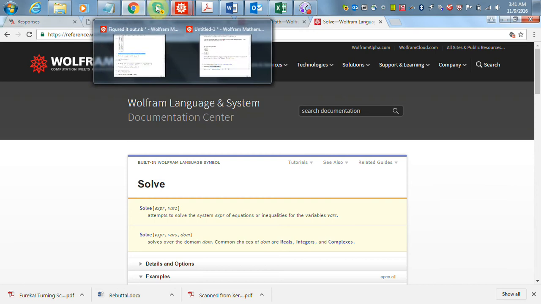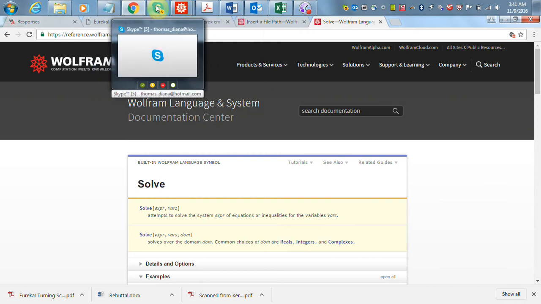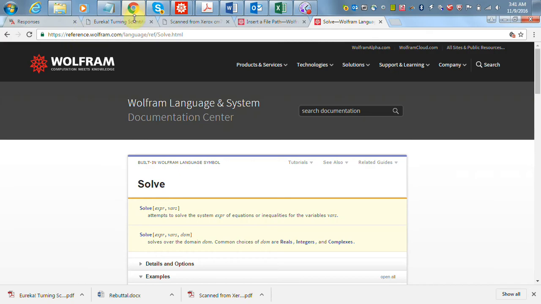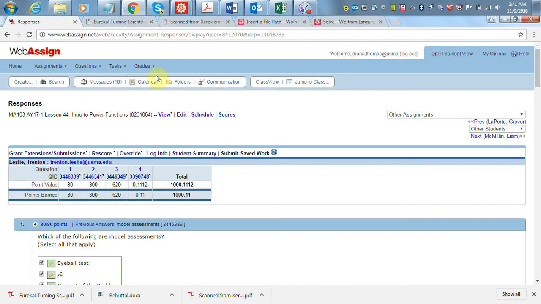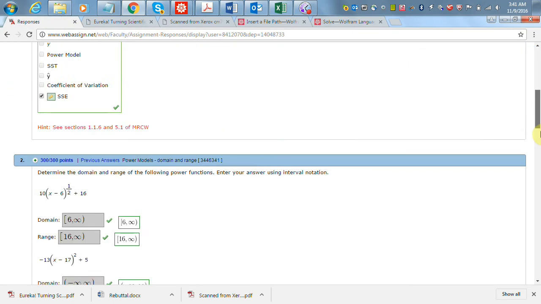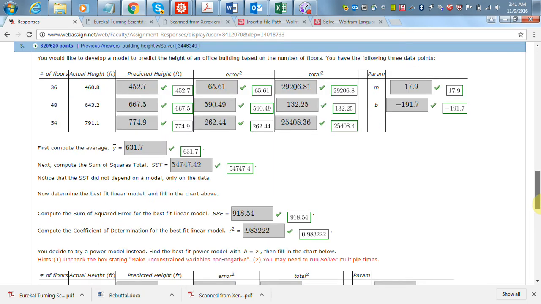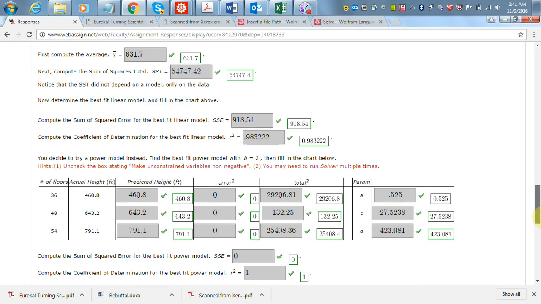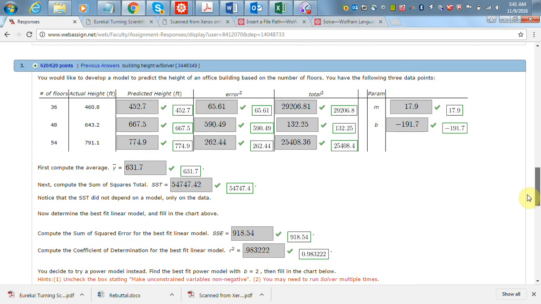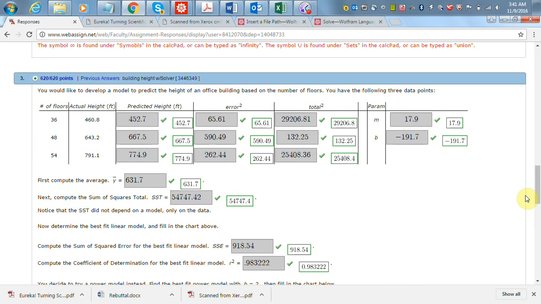Good early morning. I'm going to use Trent's problem off of WebAssign just because it was on my mind. So these are his answers, which we went over last night, but I'm going to show you how to do this the quickest way using a combination of Microsoft Excel and Mathematica.